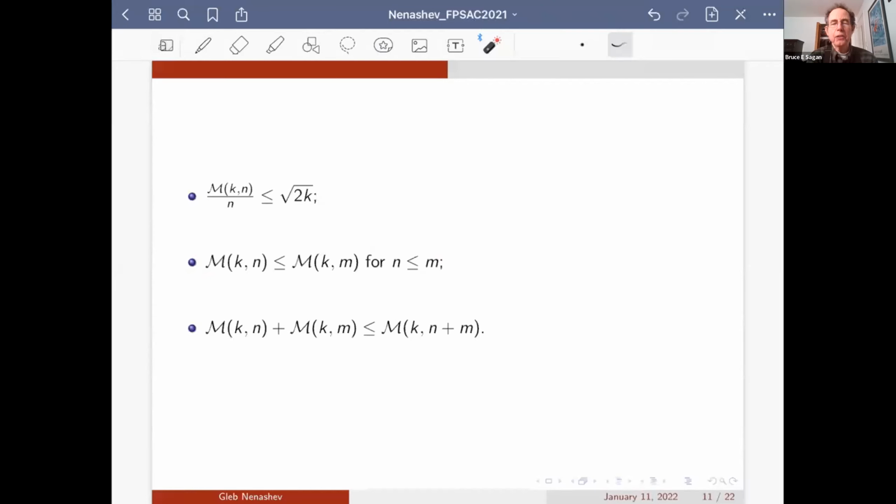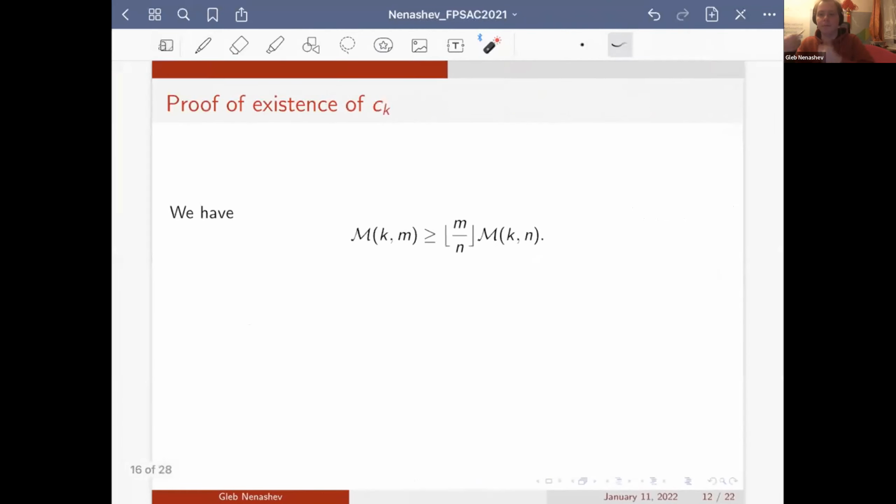Well, it's actually the third, right? The third thing says that it's a superadditive function. Yes. Once you have that, you're done. Yes. Yeah. Here it's a very standard trick. But I don't know where we can find this. Okay. Other questions?